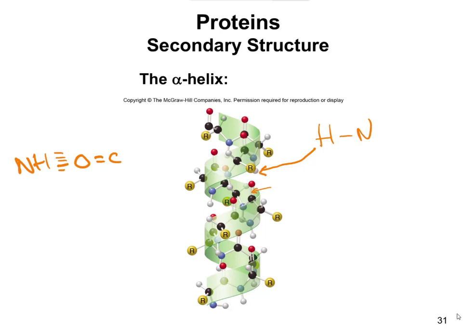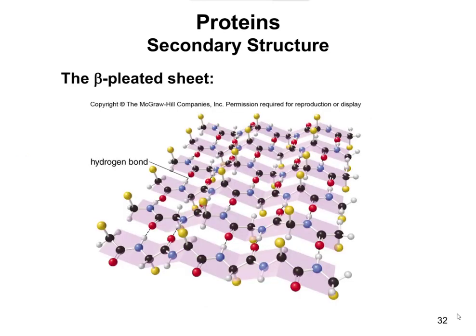So here's another one down here where you have an H lined up with an O. Right here you have an H and an O right next to each other. Here's an H and an O. So you'll see that these line up all the time in this alpha helix to form what we refer to as the secondary structure. Another type of secondary structure that's also held together by these hydrogen bonds is a beta pleated sheet.